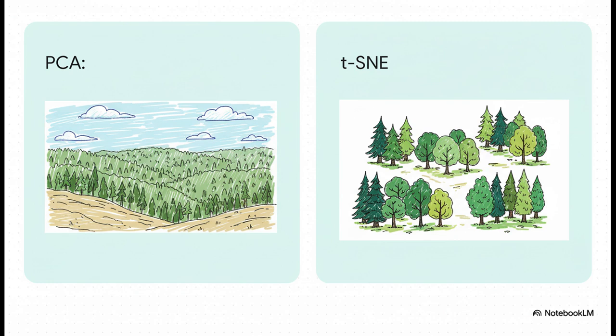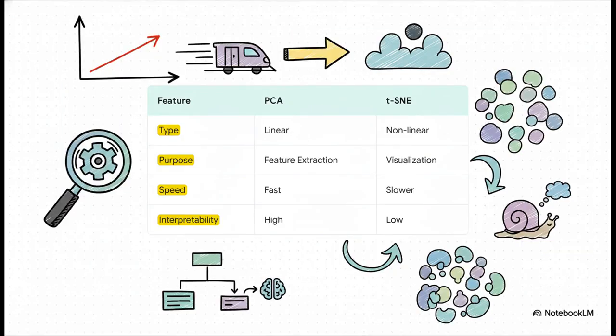t-SNE, on the other hand, is for getting up close and personal with the individual trees. It's a master at uncovering those tiny, local clusters and all the super fine-grained details. And this breakdown really makes it clear. You can see PCA is linear and fast, and its results are pretty easy to interpret. That makes it your go-to for prepping data before you feed it into a machine learning model. t-SNE, it's nonlinear, it's a bit slower, and it's all about that visual aha moment, not so much about precise interpretation. So here's a good rule of thumb. Use PCA for building models, use t-SNE for exploring your data.